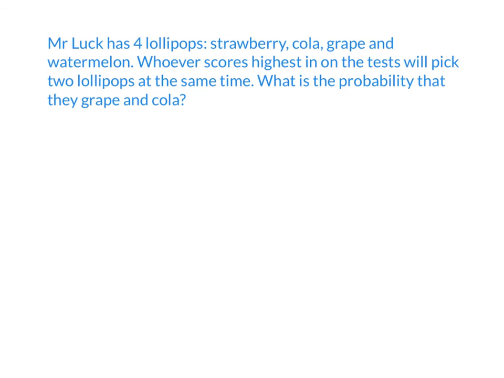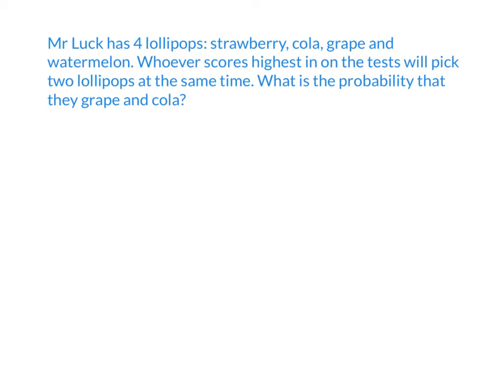So let's say I have a bag containing 4 lollipops: strawberry, cola, grape, and watermelon. And whoever gets the highest score in the test, they all get to pick 2 lollipops at the same time. So let's figure out the probability that they pick grape and cola. So this is not an easy question to do off the top of your head. What I'm going to do is list all of the possible outcomes to make it easier. But this time, to list all possible outcomes, I'm going to use a tree diagram.